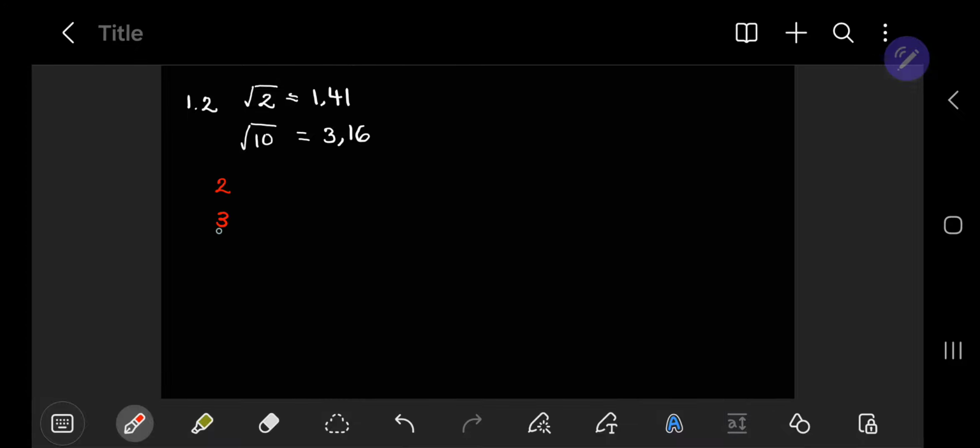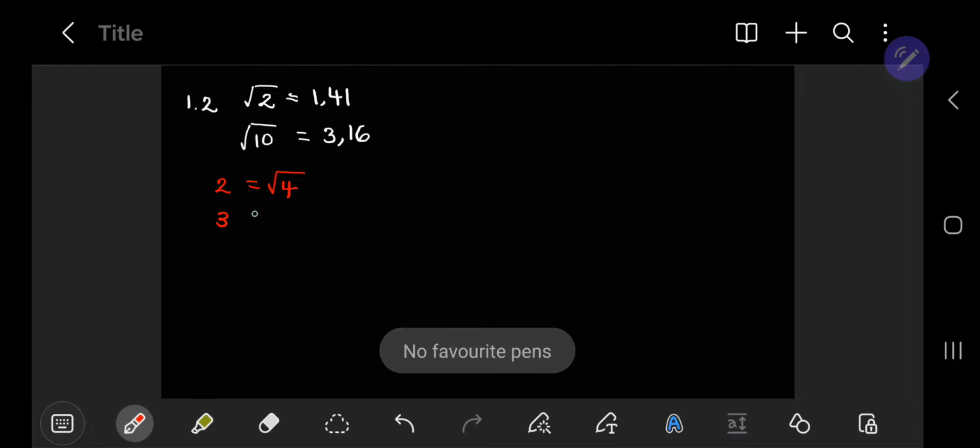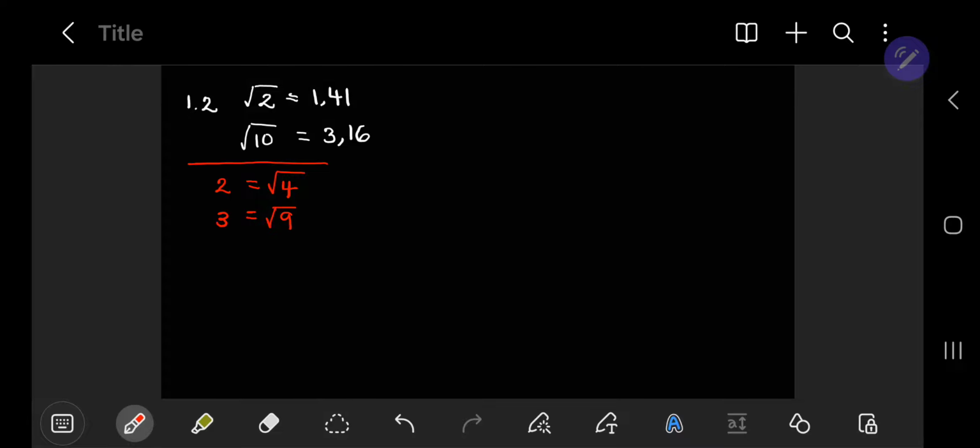So 2 and 3 would be the rational numbers, but what they actually want from you is to write it with the square root. So the square root of what is equal to 2? That is what you're asking yourself. We know that the square root of 4 is equal to 2, and the square root of 9 is equal to 3. So here's our rational numbers that lie between square root 2 and square root 10.